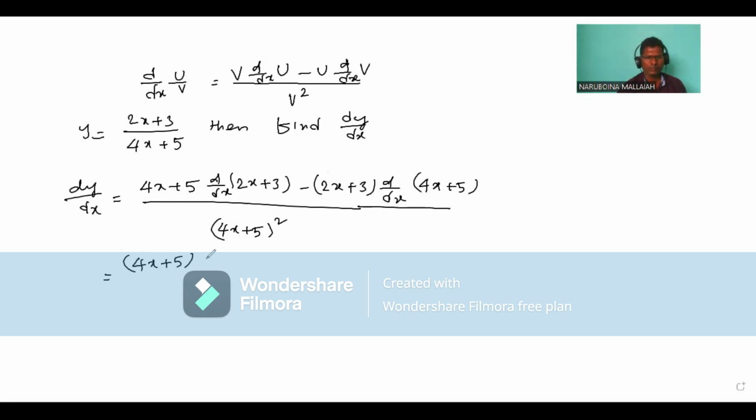Now write 4x plus 5 as is. Derivative of 2x is 2. Derivative of this constant 3 is 0, so I am not writing that. 2x plus 3, write as is. Derivative of 4x is 4. Derivative of constant is 0. Don't write that 0. By 4x plus 5 whole square.